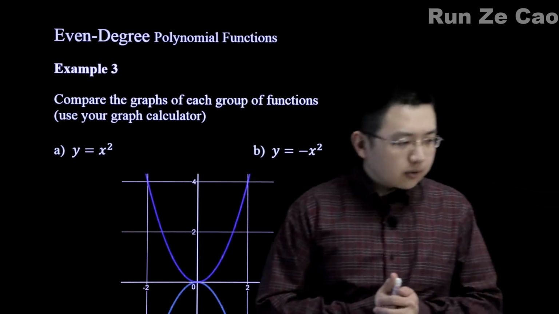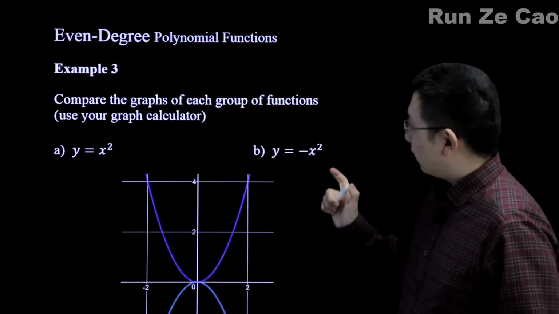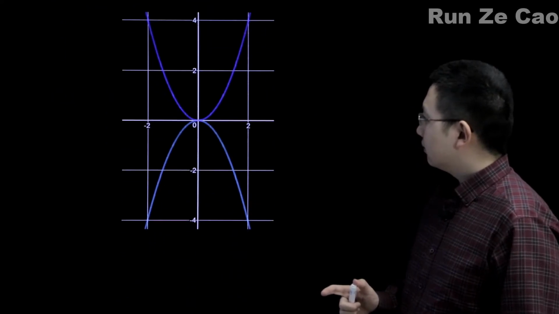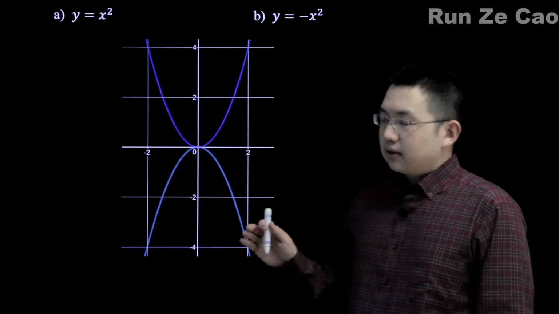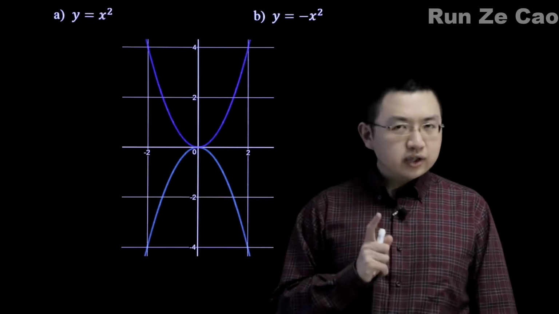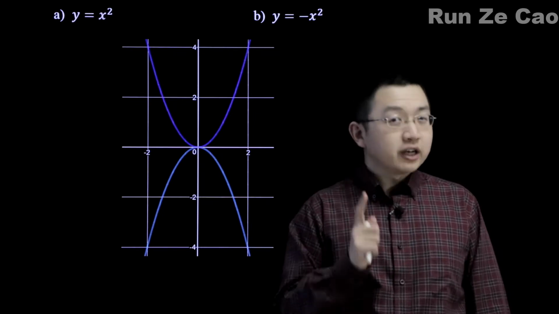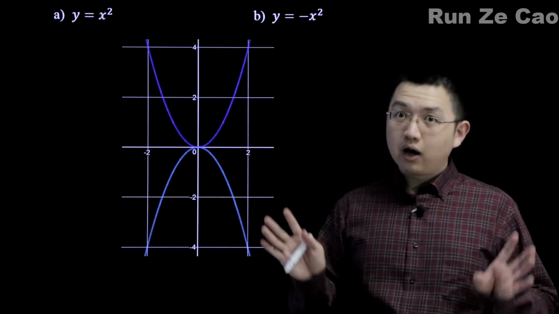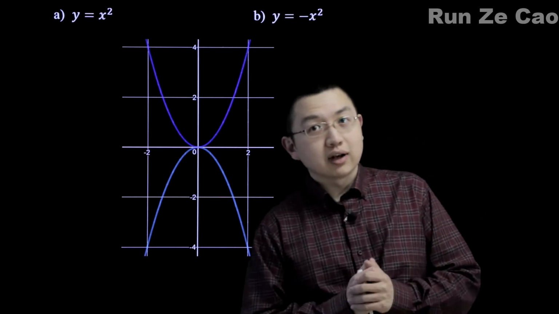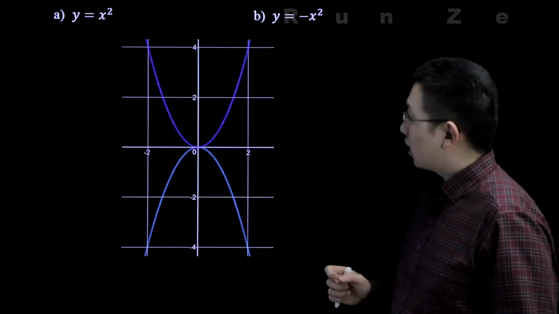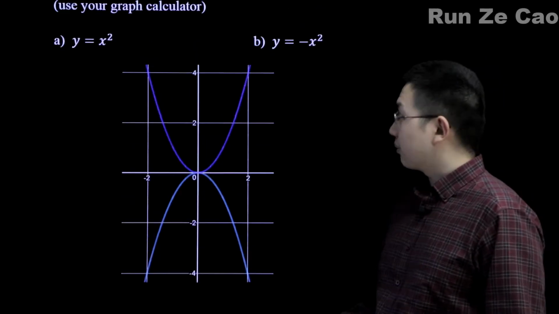So even degrees. Compare the graph of each group here. Use your graphing calculator. We point out that graphing calculators are great as an educational tool, but if you end up reliant on it, that generally does not bode well for certain exams which don't allow it, and of course for contests, which often don't allow calculators of any type.